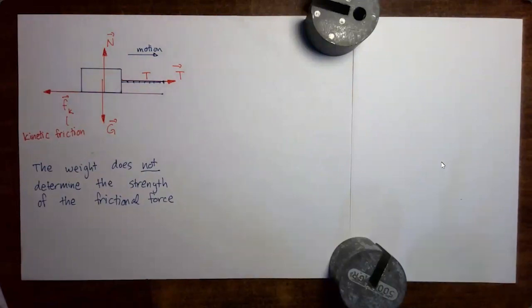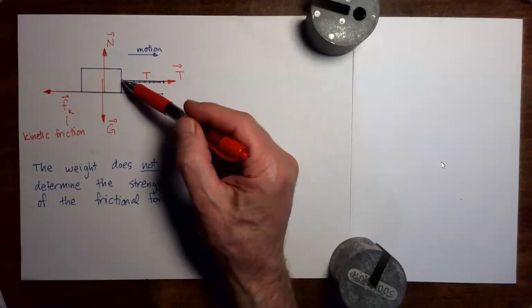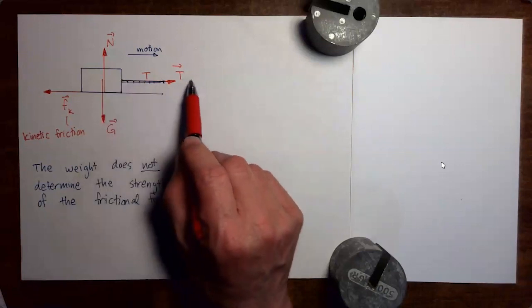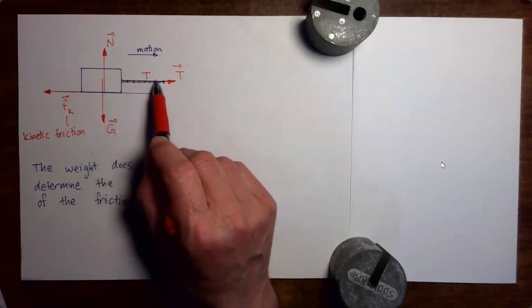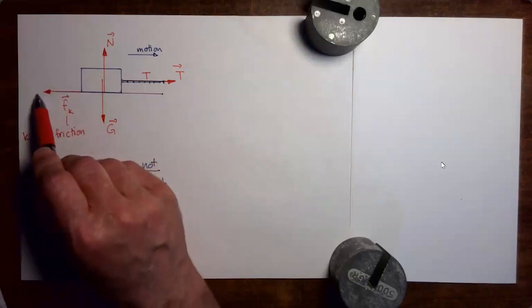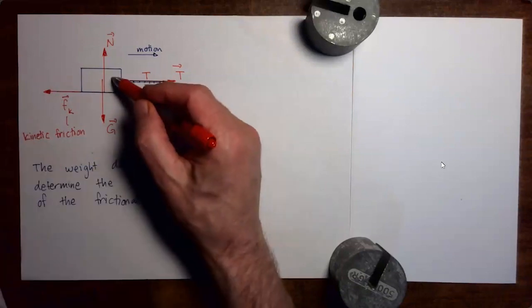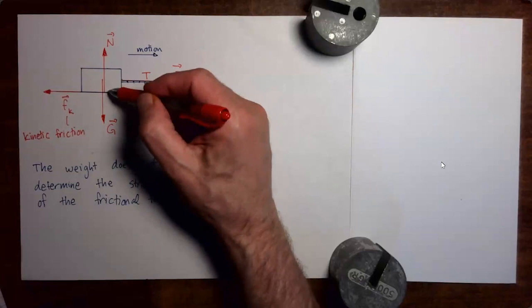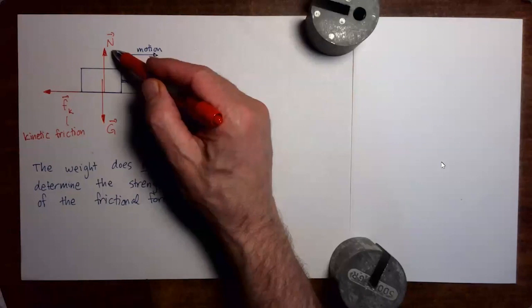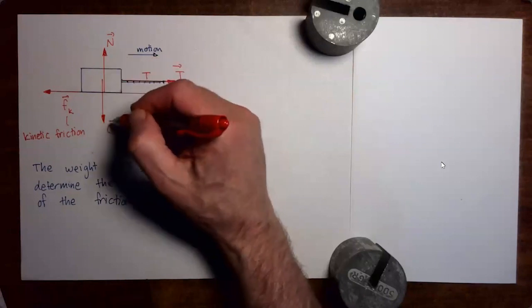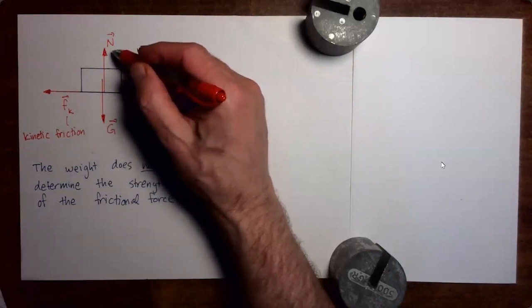So here is the experiment that we used in the previous video, represented as a force diagram. The box was dragged along a table by a string, and there were four forces acting on the box. We had the tension in the string. We had kinetic friction pointing the other way, opposing the motion of the box. We had gravity pulling down. And then we had the normal force from the tabletop pushing up, opposing the downward pull of gravity.